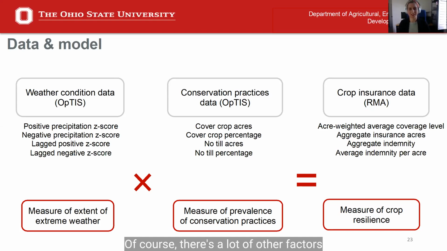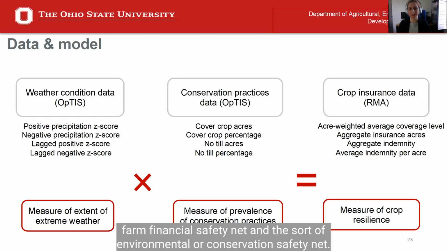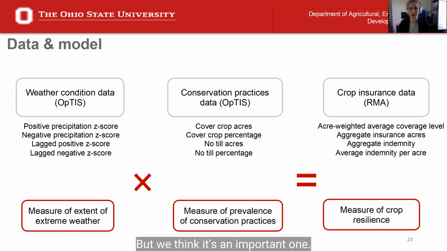Of course, there's a lot of other factors going on in terms of adoption, and you can think about issues related to moral hazard. And so this is just one small piece of the puzzle that relates the farm financial safety net and the sort of environmental or conservation safety net, but we think it's an important one. And it's especially important if we're going to understand how to promote these practices for farmers. We have to have a good sense of how they're going to affect their profits, yes, but also their payouts from programs like the federal crop insurance program. See if you just want to jump to the next slide.